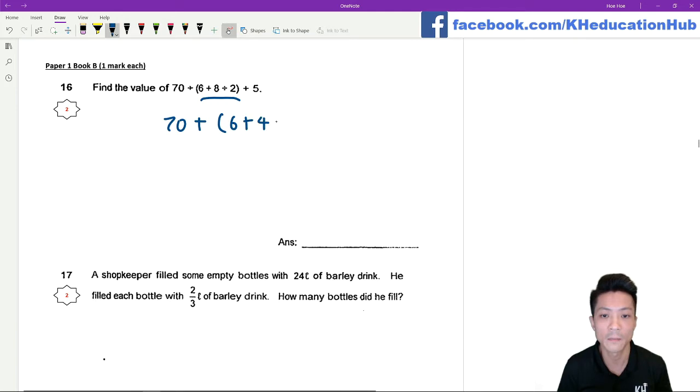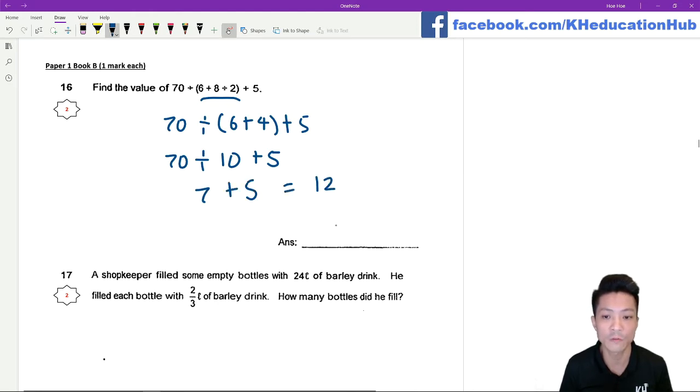6 plus 4 plus 5, which will give me a 70 plus 10. Is this a divide or a plus? This looks like a divide. I'm gonna change it to a divide. So I'm gonna do the divide first, which will give me a 7 plus 5. This is gonna give me a 12.